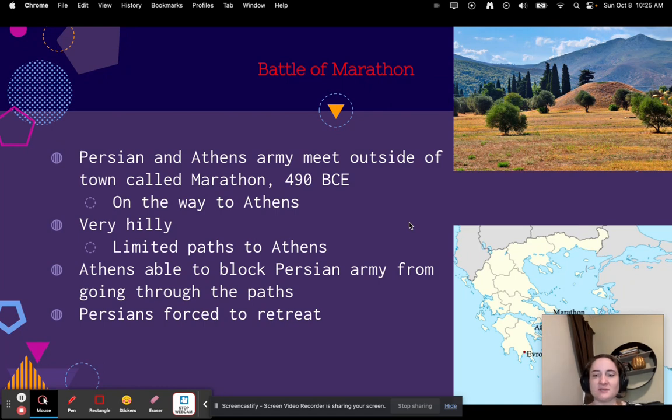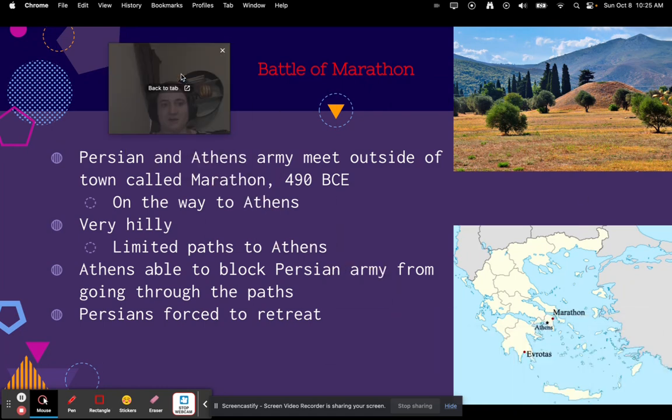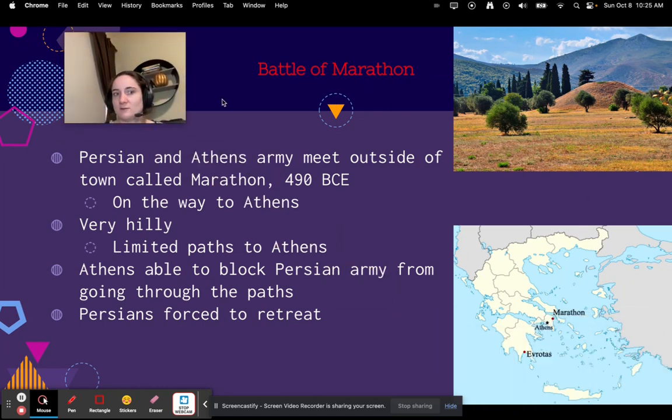So this comes to something called the Battle of Marathon, which is one of the most famous ancient battles. Again, you can see Athens is right here. Marathon is just on the other side of the peninsula of Athens. You can see where the Persian army would be coming from Anatolia, sailing their ships across the sea to Marathon. The Persians and the Athenian army meet outside a town called Marathon in 490 BCE, which again is on the way to Athens.